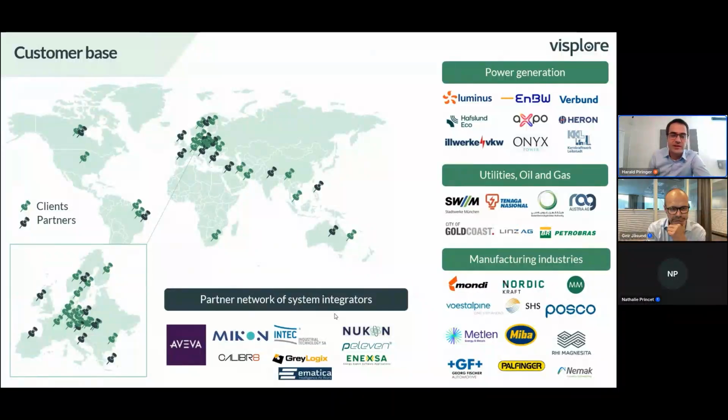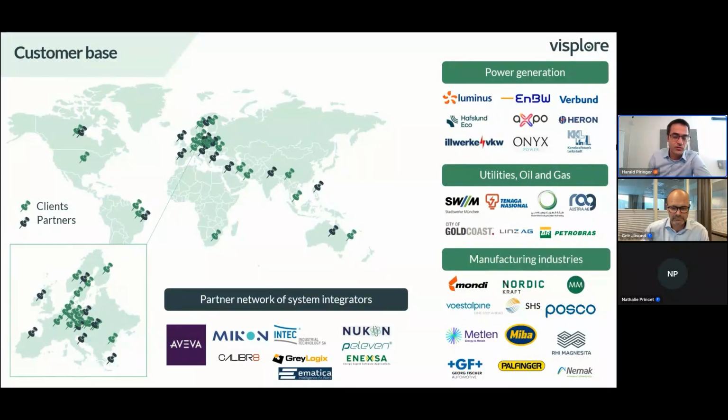So let's maybe have a brief look at our customer base. Visplore has customers all over the world coming from different verticals. We have a lot of traction in power generation and also utilities, oil and gas. So you may recognize some logos here, but actually Visplore also has a strong track record in several types of manufacturing industries. For example, pulp and paper with Mondi and Nordic Kraft and others. We have customers in steel production, in chemicals, in pharmaceutics, in discrete manufacturing. So it's actually really quite diverse.